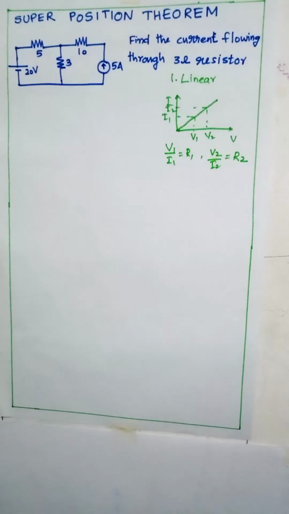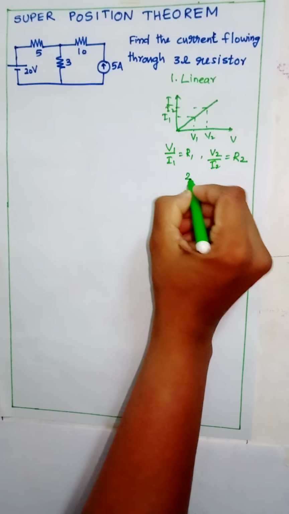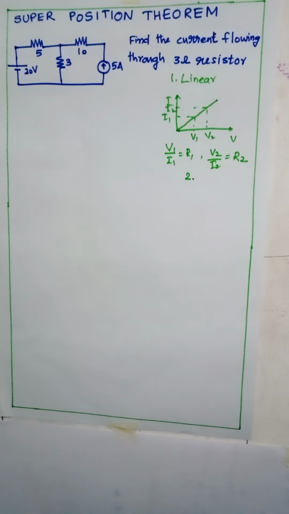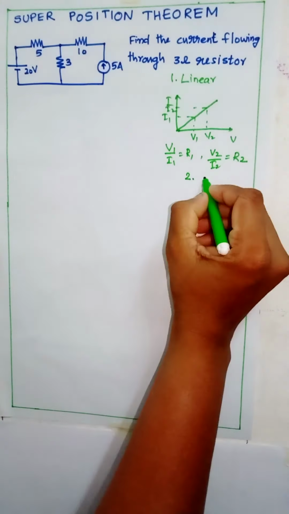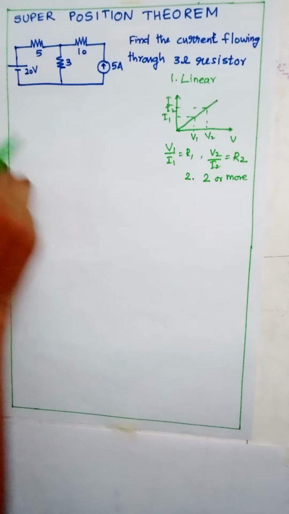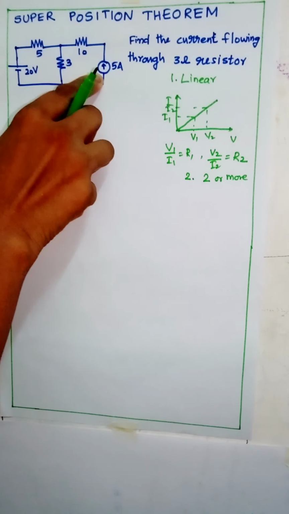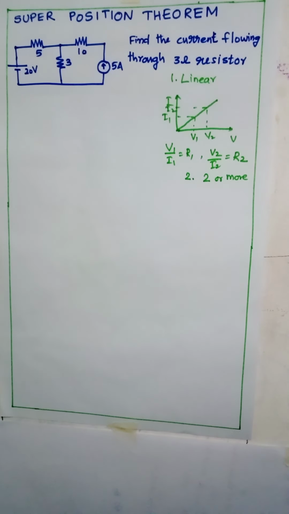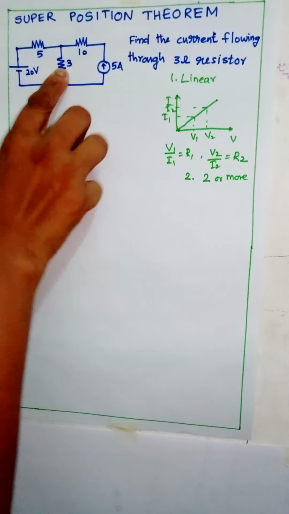So here we have only resistors, so we can say that the circuit is linear. And the second requirement is it should consist of two or more sources. Here we have a voltage source and a current source. So here we can apply the superposition theorem. So now we have to find the current through 3 ohm resistor.